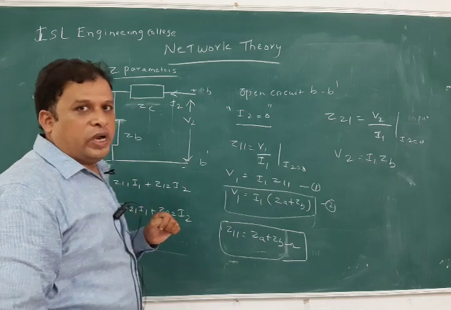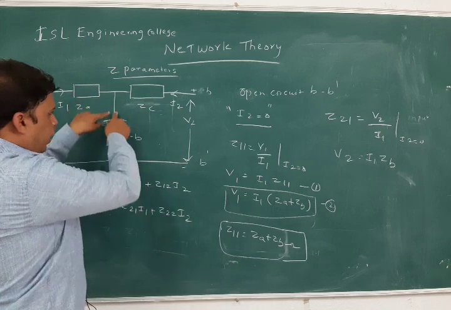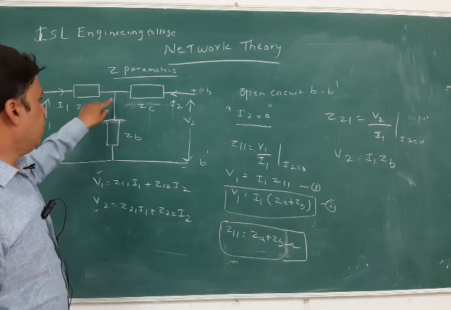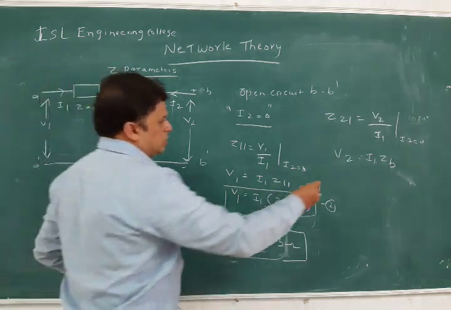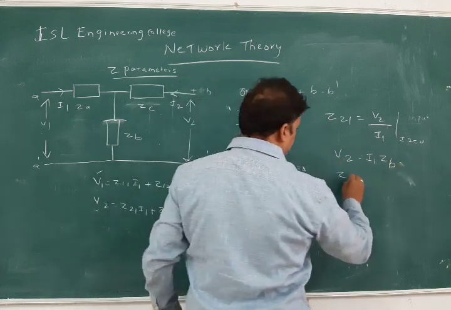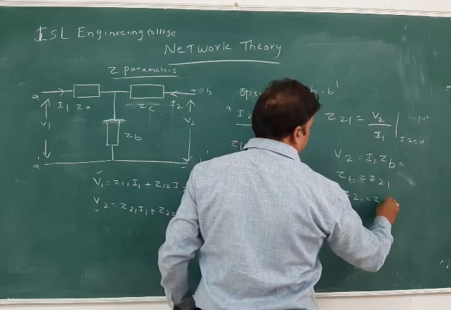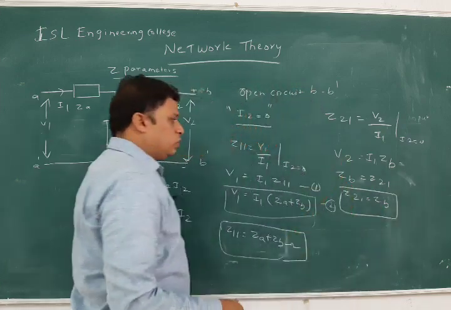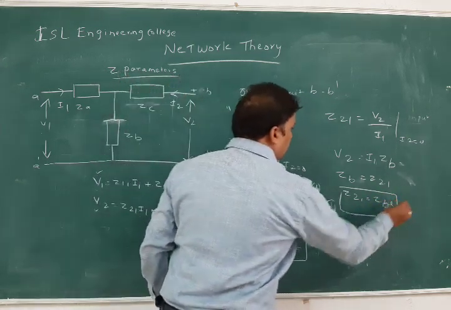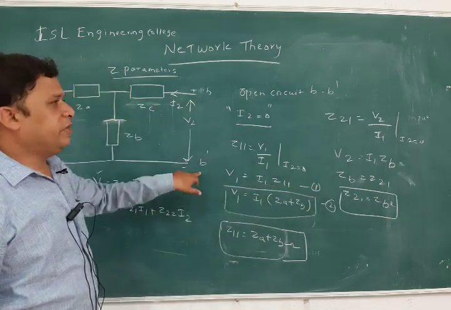According to our circuits knowledge from the first year, if we want to measure the voltage here, you have to take the current flowing in this branch into the impedance of this branch only. So we take I1 into ZB, which is equal to the voltage V2. Thus Z21 is equal to ZB. So we got two values, Z21 is equal to ZB and Z11 is equal to ZA plus ZB ohms. These are the two parameters we have got, Z11 and Z21, by open circuiting the BB dash port.